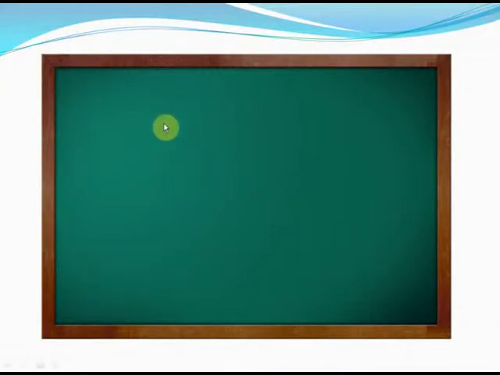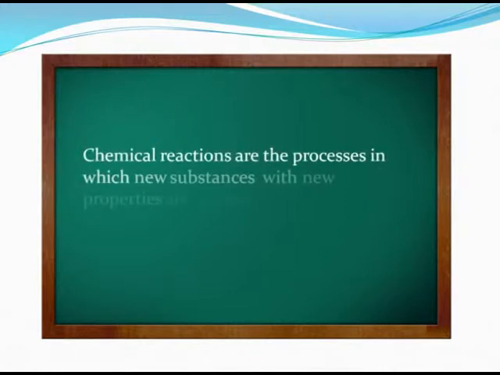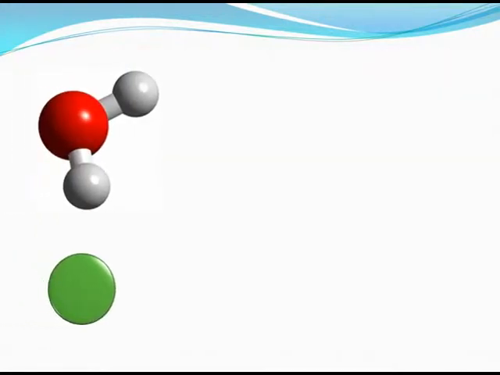What exactly is a chemical reaction? Chemical reactions are processes in which new substances with new properties are formed. So basically, when you have two or three substances and when they combine together to form completely different substances, that's when you say that a chemical reaction has taken place. In a chemical reaction, the bonds between the different atoms are rearranged.